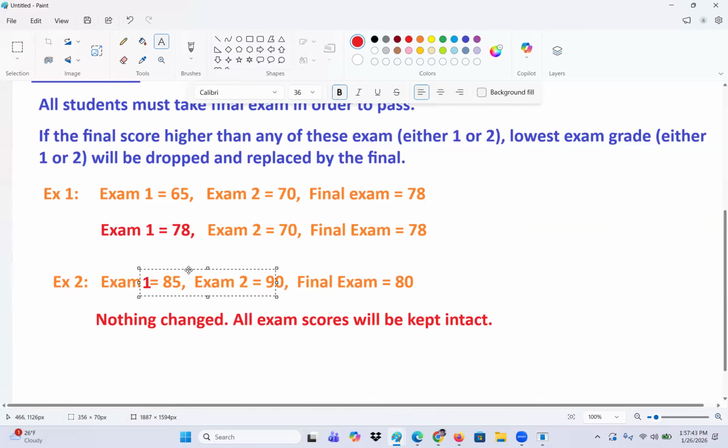Okay, I believe that's pretty much it. Oh, we also have the exam correction. This is the last part that we go over today, and then we're going to go to the lecture, chapter one, quickly. Exam correction.